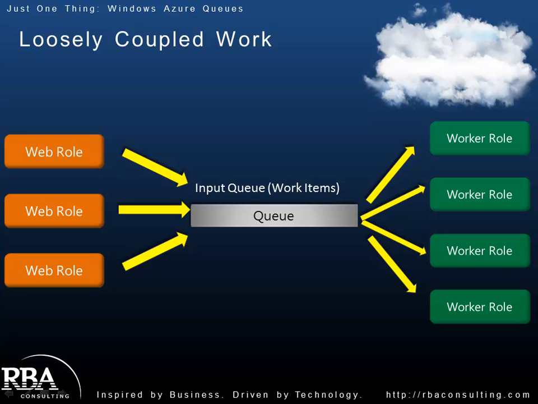So the advantage here is that maybe I only need two web roles. There's not a lot of high I/O maybe on the website, but I could have 10 worker roles to do all the encoding for me.